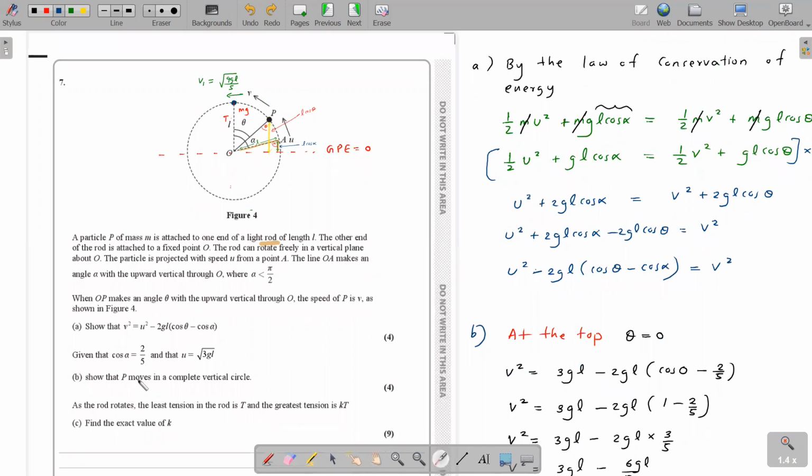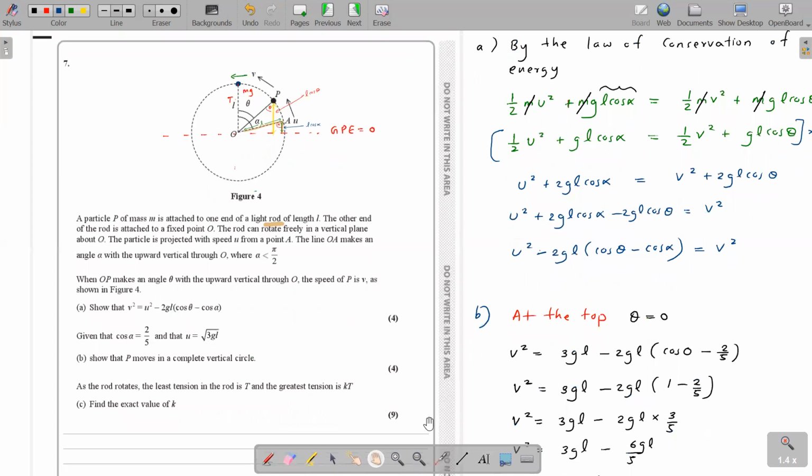So let's see. I want to show that at the very top point there is some kind of positive velocity. I want to show that the velocity at the very top is not 0, that it reaches the top with some positive value. If there is a velocity over here, that means it reaches the top.